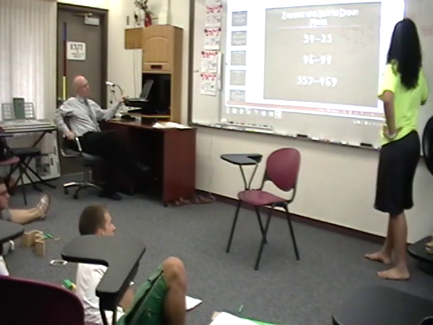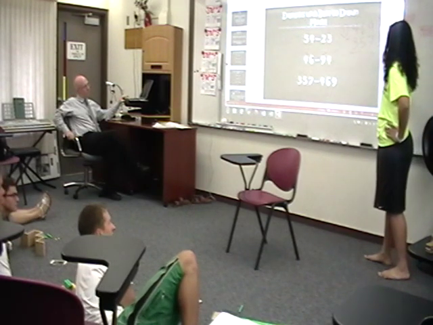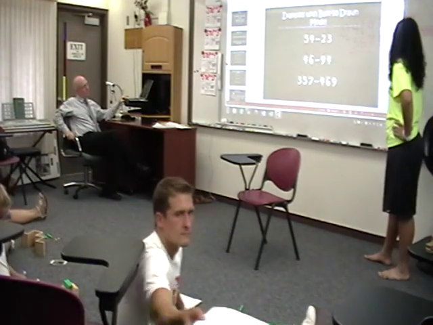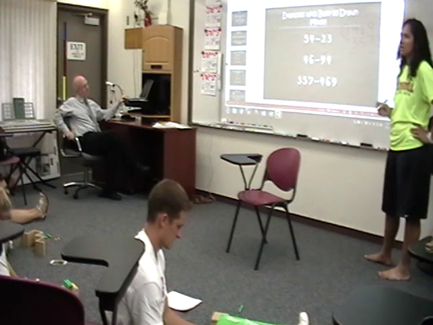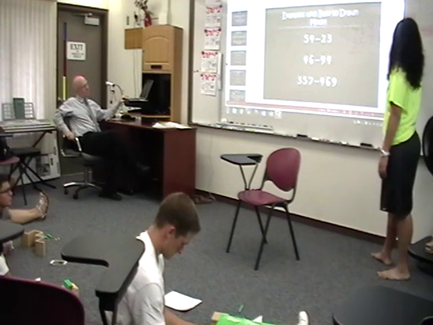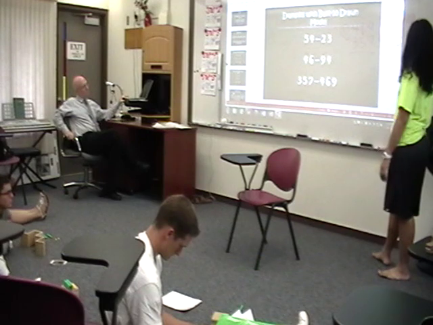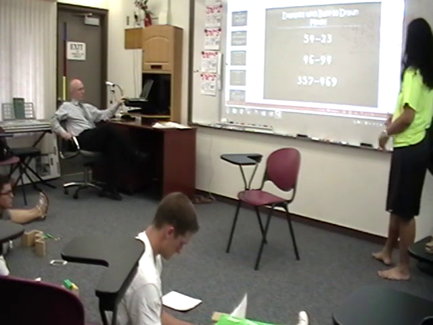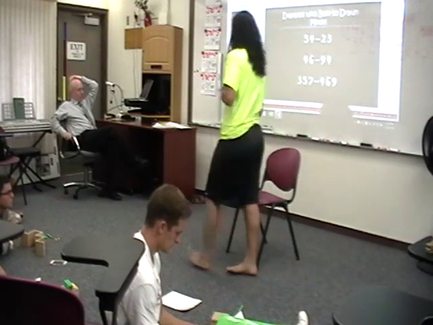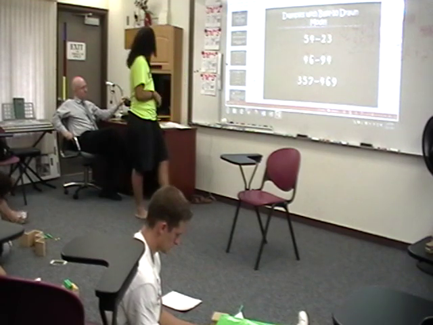Three. Now, expanded form, Jonah, hundreds place. 100. Chelsea, tens place? 10. Great job. Ones place, Eric? 2. And step 5? 100 plus 10 plus 2, 100 in the hundreds place, 10 in the tens place, and 2. Okay? Any questions, comments, concerns? Anybody confused in our steps?